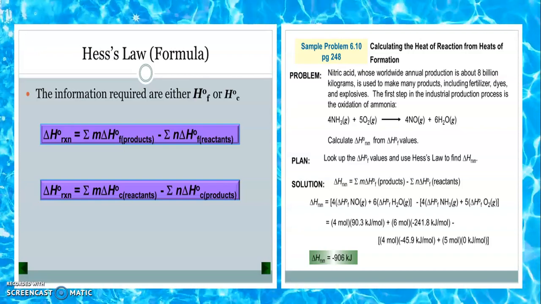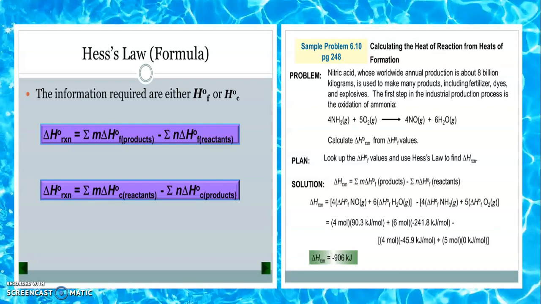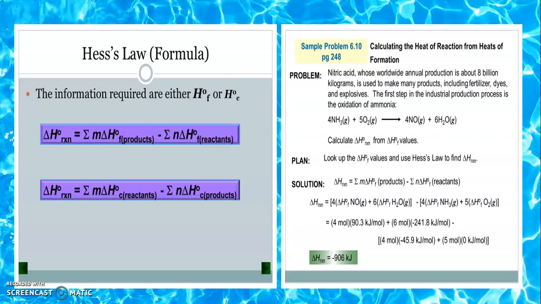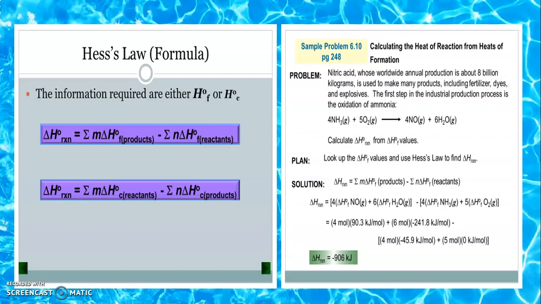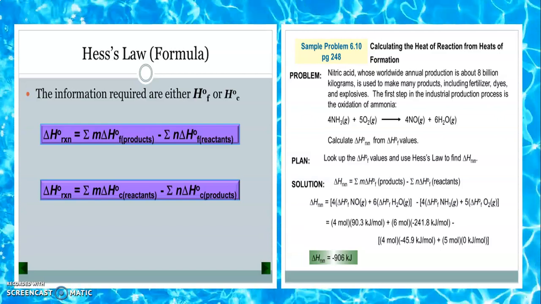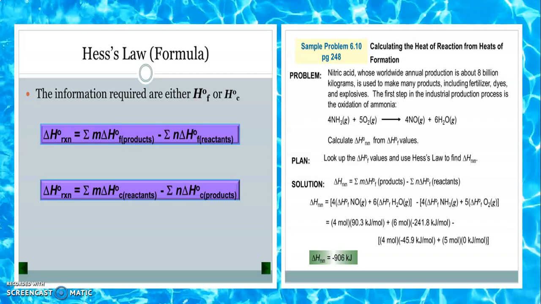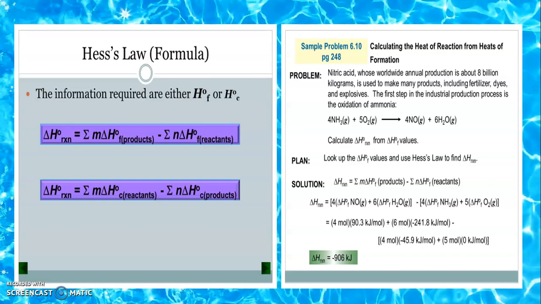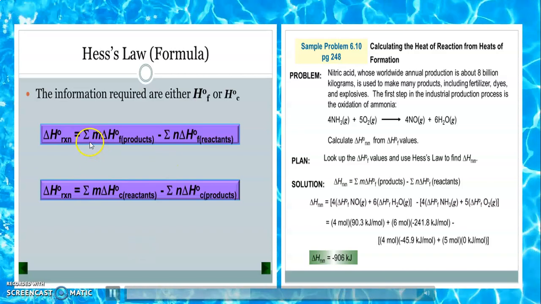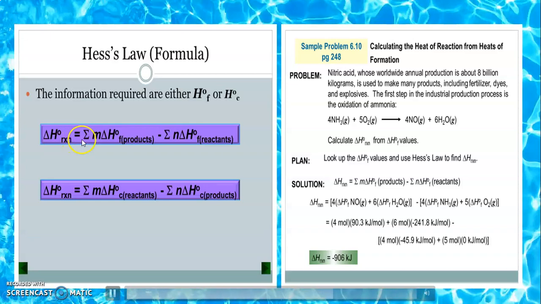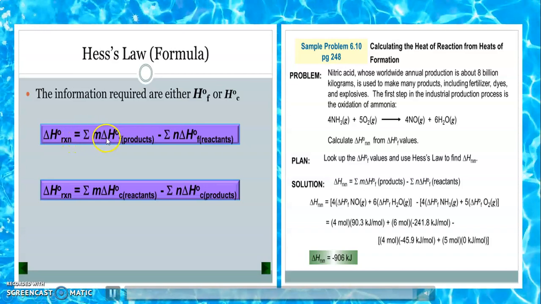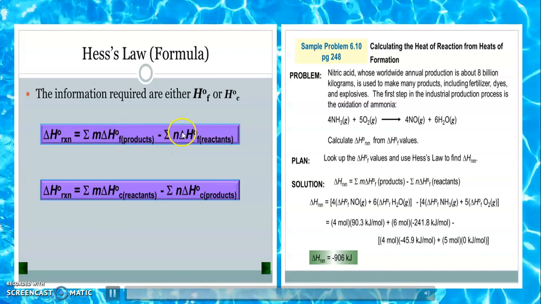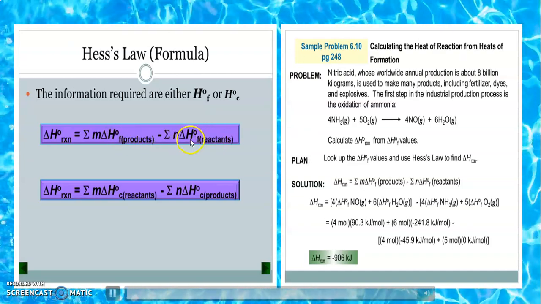So, we are going to continue our discussion on the topic of enthalpy change of reaction, and we are going to talk about calculating enthalpy change of reaction using the enthalpy change of formation data. So, the formula used here is enthalpy change of reaction equals the sum of the enthalpy change of formation of the products minus the enthalpy change of formation of the reactants.